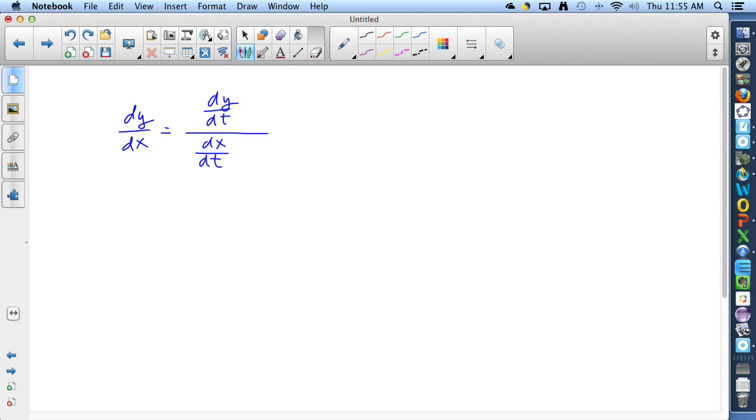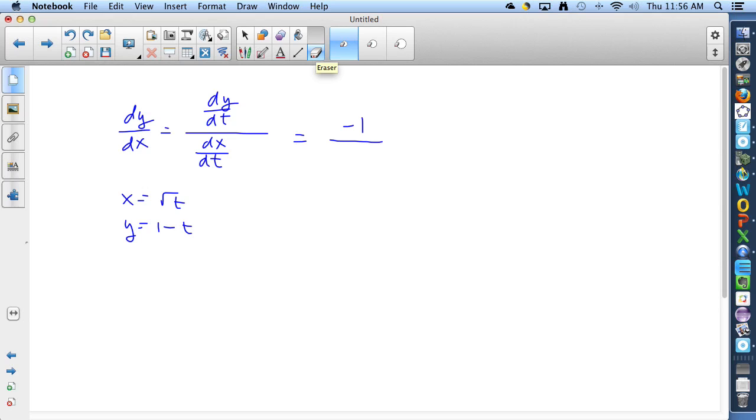And if we were to take the example we just had, x equals root t, y equals 1 minus t, all it says is if you want the rate of change of y with respect to x, just differentiate y with respect to t. So it's the derivative of y with respect to t. Say it loud and proud. Negative 1. And now differentiate x with respect to t.